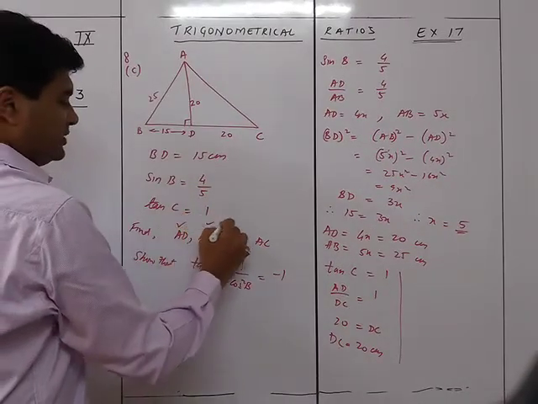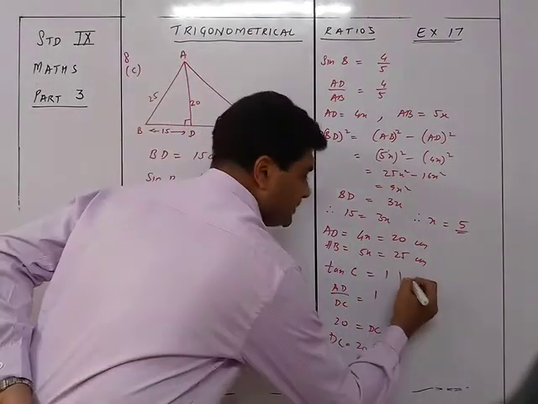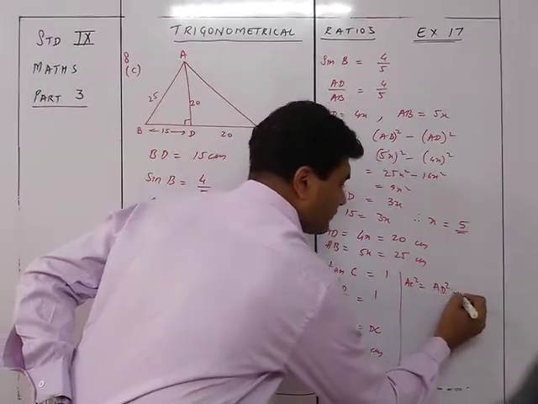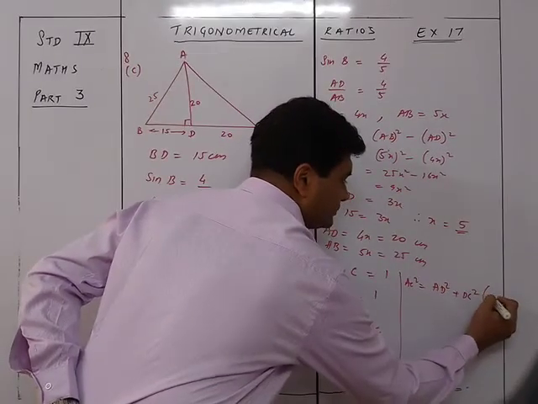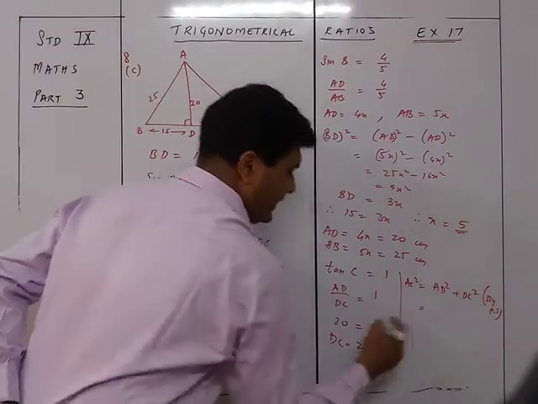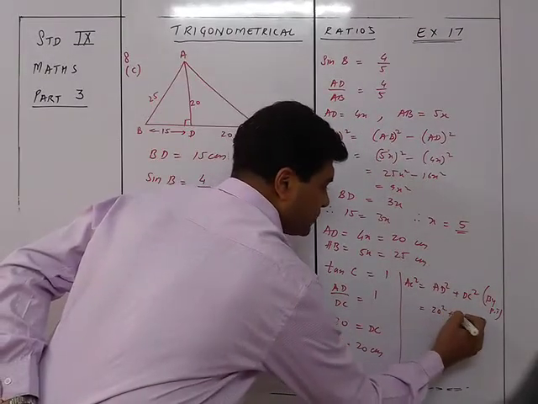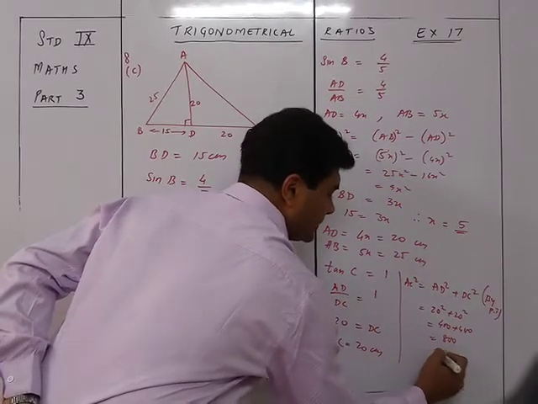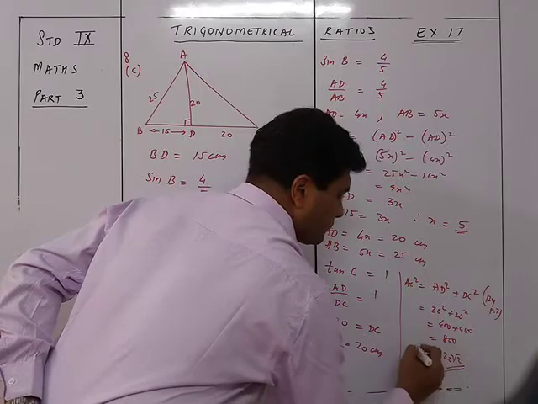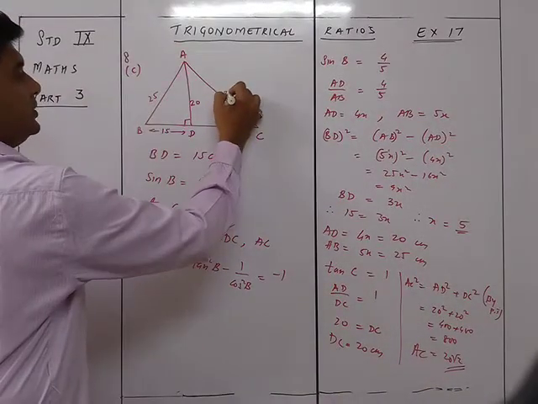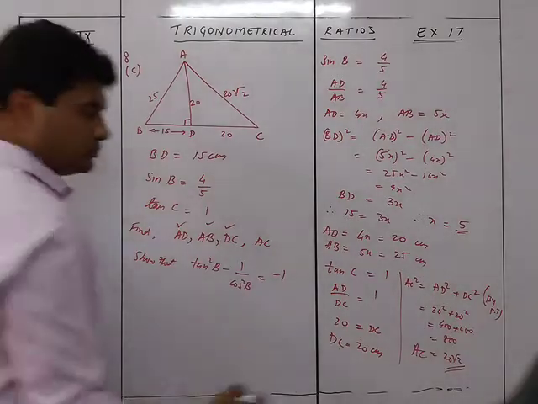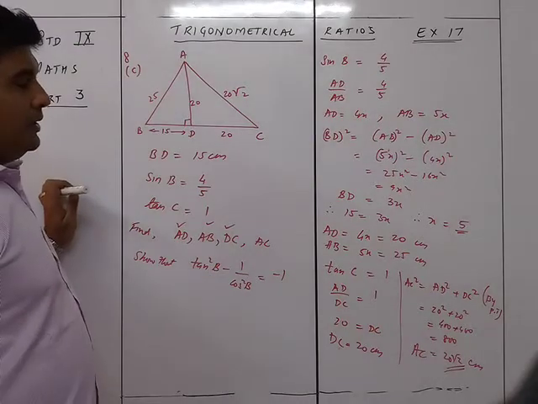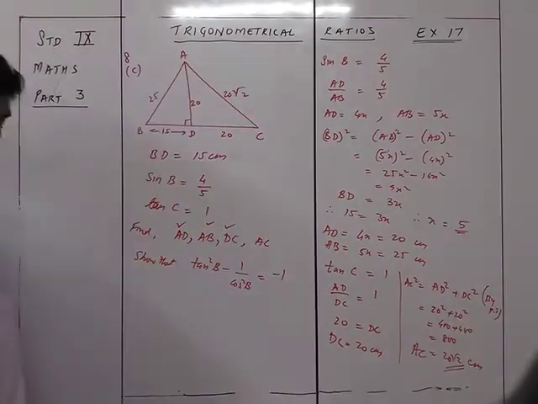So we are done with this, done with this, done with this. Now AC is by Pythagoras theorem. So AC square is equal to AD square plus DC square by PT. So it will be 20 square plus 20 square is equal to 400 plus 400 is equal to 800. That is nothing but 20 root 2. So AC is 20 root 2 centimeters. Got it? This is the first part. I need to erase this part so that I can solve the next one.